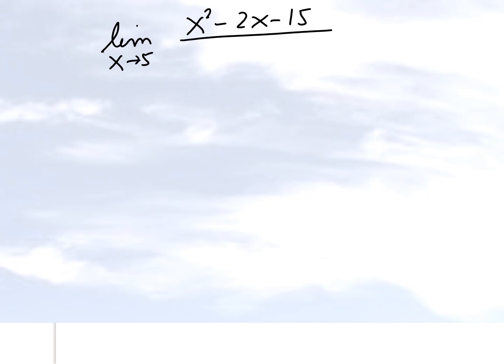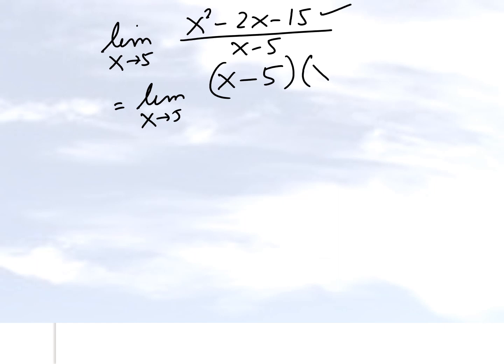Now it's quite possible to do the same problem by factoring the expressions. So we have x squared minus 2x minus 15 divided by x minus 5. If we look at the top expression, we can find the zeros of this function by using the quadratic formula, or just by observation we can rewrite the numerator as x minus 5 times x plus 3, because that gives me x squared minus 5x plus 3x minus 15.